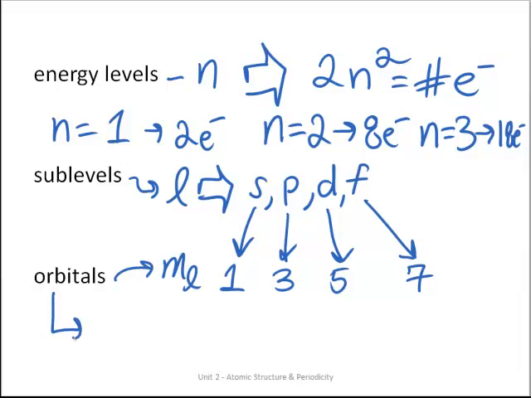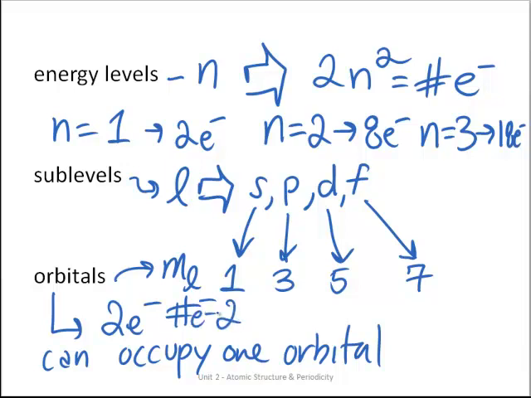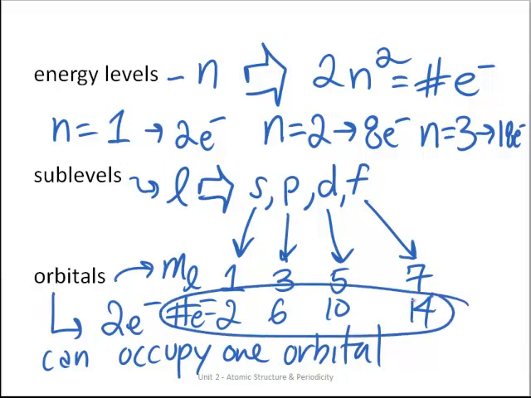Okay, one piece of information that we're going to use for the orbitals is the fact that 2 electrons can occupy 1 orbital. No more than 2. 1, of course, can be in there, but no more than 2. So if you think about the number of electrons in an s sublevel, there's only one orbital, so there can be 2 electrons in s, 6 in the p orbitals, 10 in the d orbitals, and 14 in f orbitals. And we're going to use that information shortly.